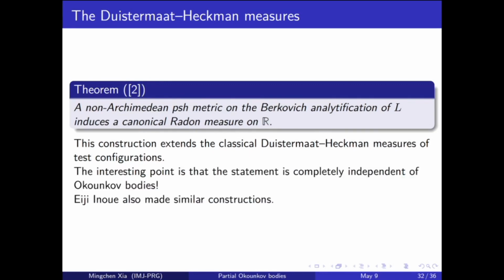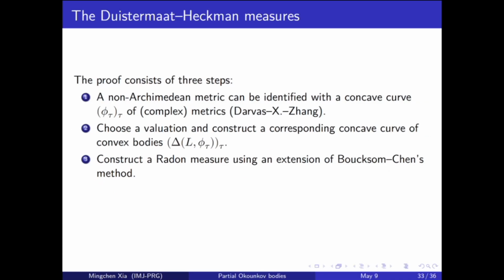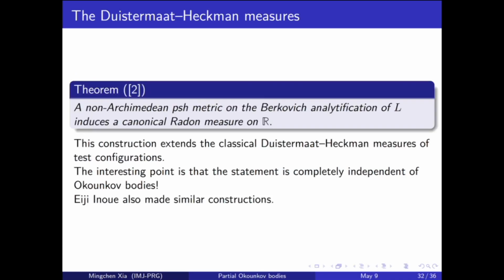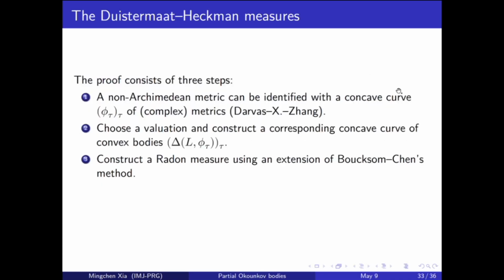And the interesting point of the statement is that it's completely independent of the Okounkov bodies, but it turns out that the proof has to depend on the Okounkov bodies. Last month when I was in Cambridge, I talked with A.G. Inoue, who also carried out a very similar construction, but only when L is an ample line bundle. But in our case, L can be very general. It can be any pseudo-effective line bundle.